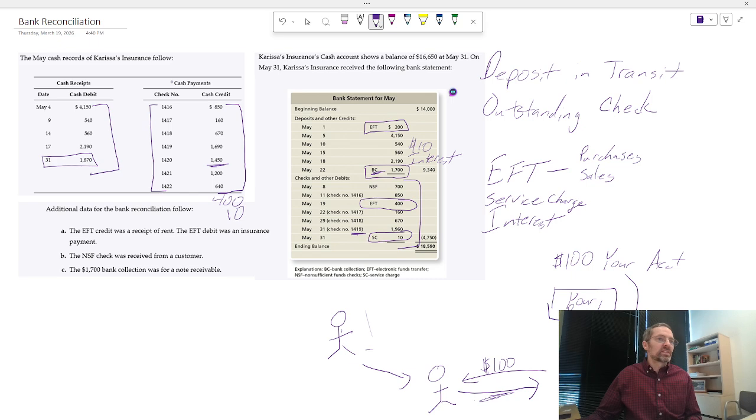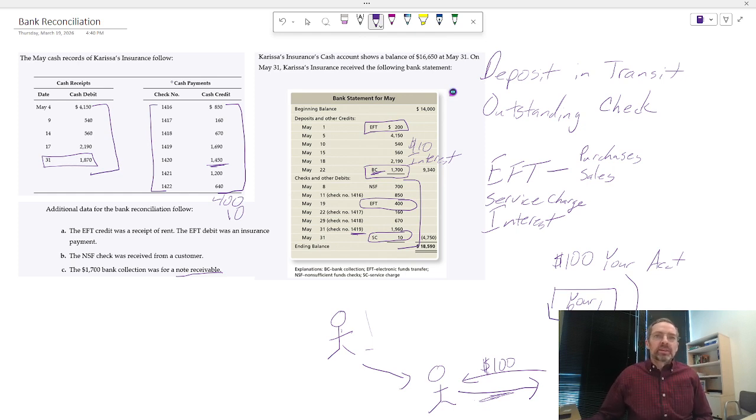And so the $1,700, our other notes here said that's for a note receivable. So again, we didn't know that our customer had paid us the $1,700 because they didn't pay us directly, they paid our bank. And so we don't know about it until we get the bank statement and say, oh, hey, look, they paid us.